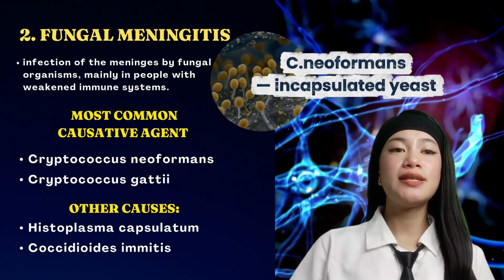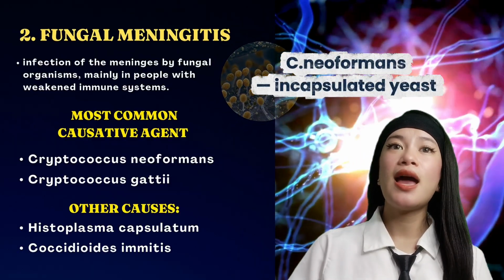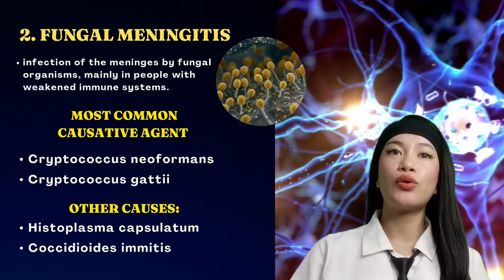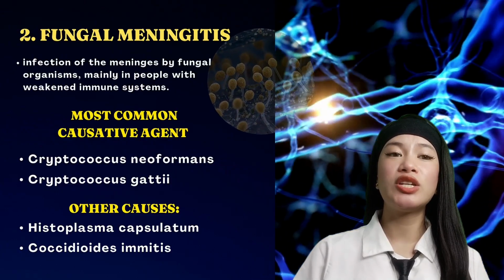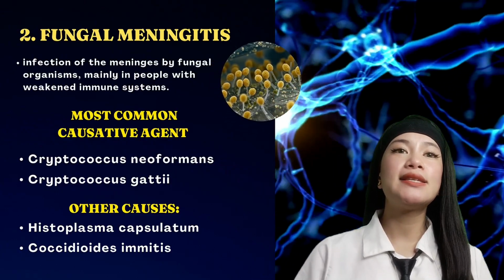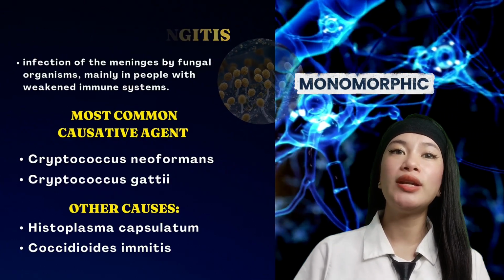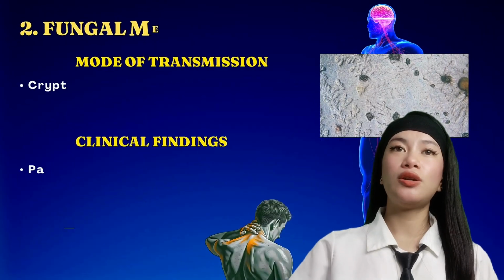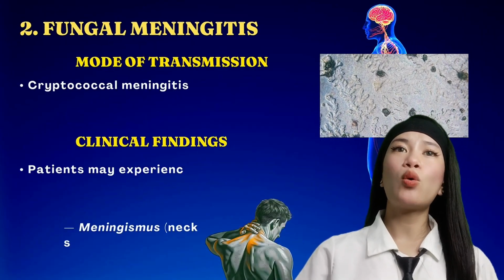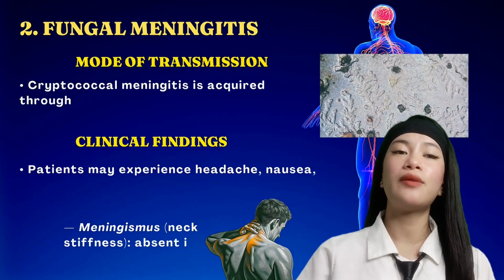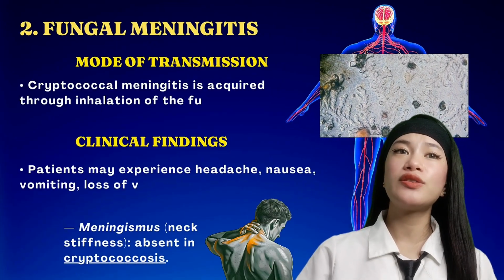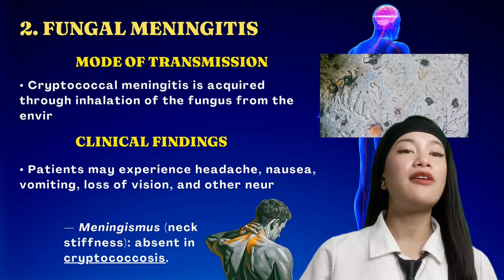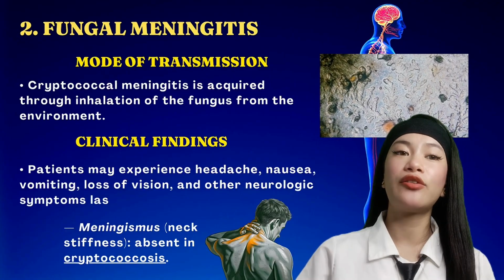C. neoformans is an encapsulated yeast, a common saprophyte found in soil, particularly soil enriched with pigeon droppings. It is monomorphic, which exists only as a yeast, and of low virulence. Mode of transmission: cryptococcal meningitis is acquired through inhalation of the fungus from the environment. Infection spreads from the lungs to the blood, affecting the CNS, or the central nervous system.